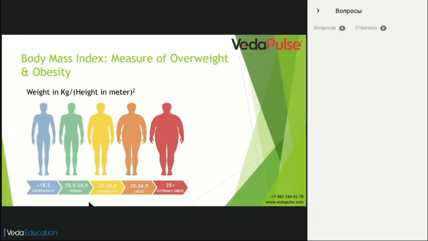So based on this formula, the body weight can be classified under these categories. The underweight people who have the body mass index below 18.5, and then there are people who are normal whose body mass index falls between 18.5 to 24.9.